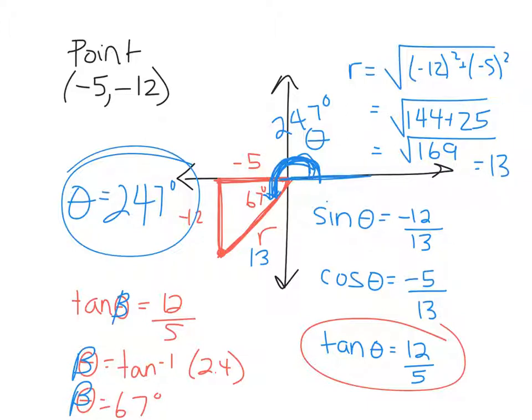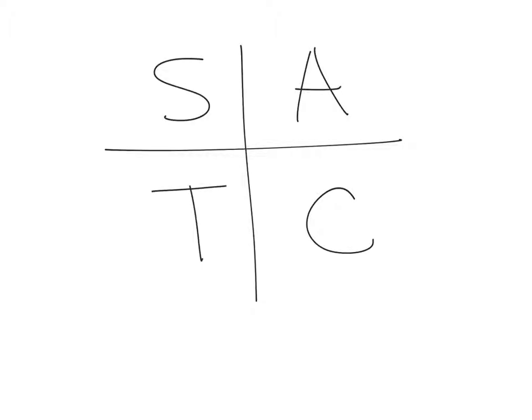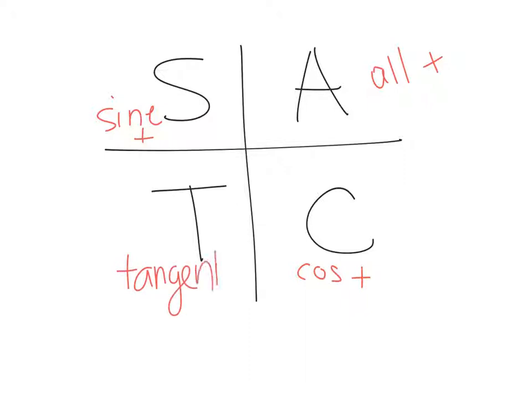Okay, and then I don't know if you guys know, it turns out there's this rule called the CAST rule, C-A-S-T. It's not a big deal. It just tells us which ratios are going to be positive and which ones will be negative. C means cos will be positive. A means all of them will be positive. S means that sine will be positive, and T means that the tan ratio will be positive.